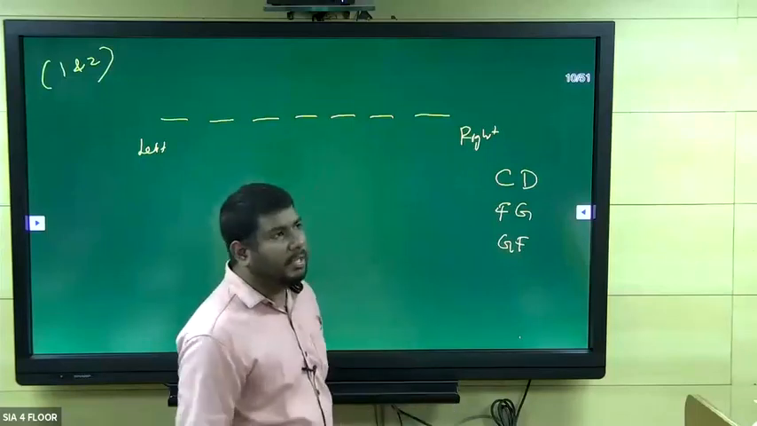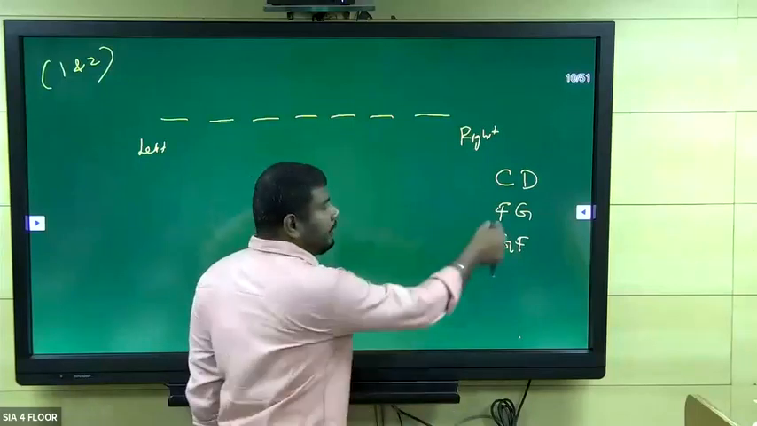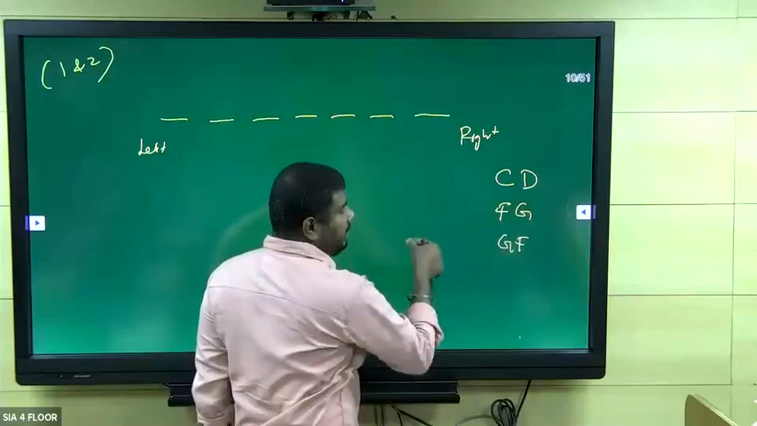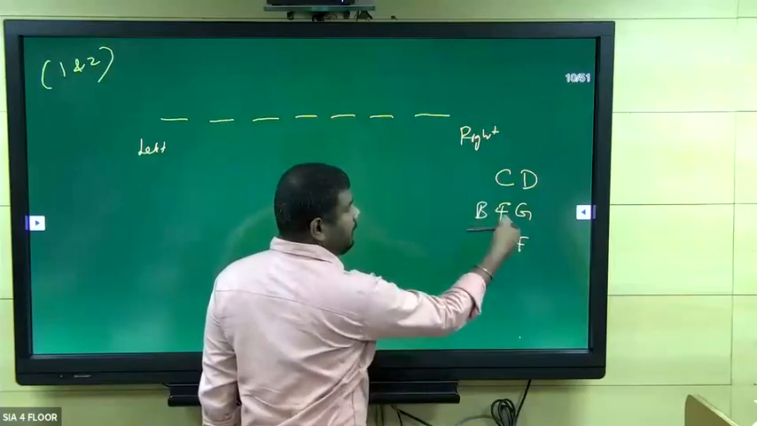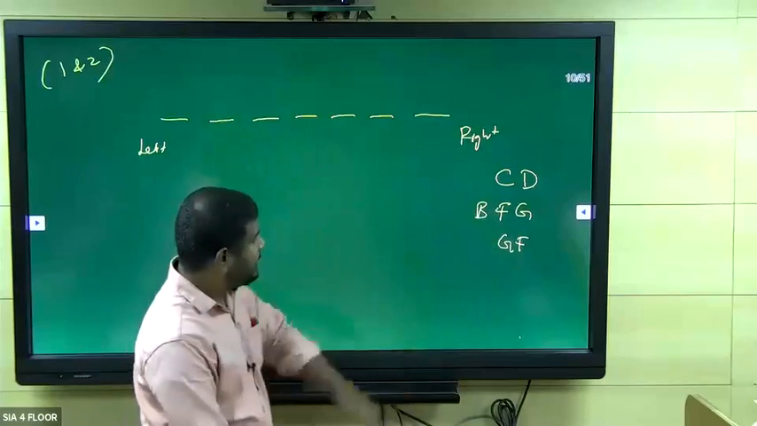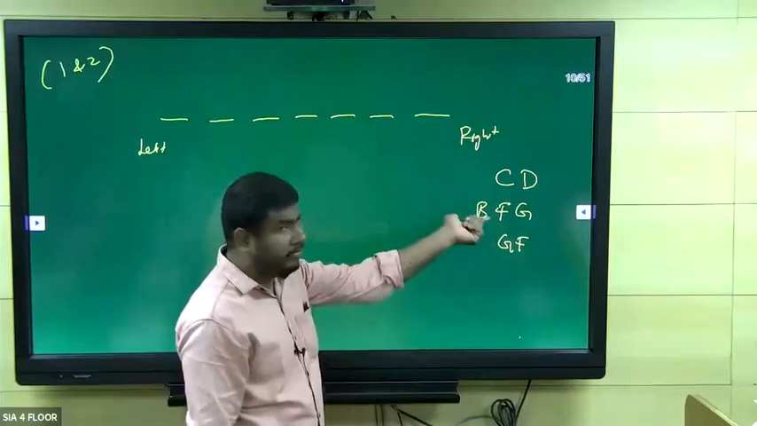Third, B is to the left of F, right? So F is here, this is the right side and this is the left side. So B is to the left of F. So this is the way. B is to the left of F.